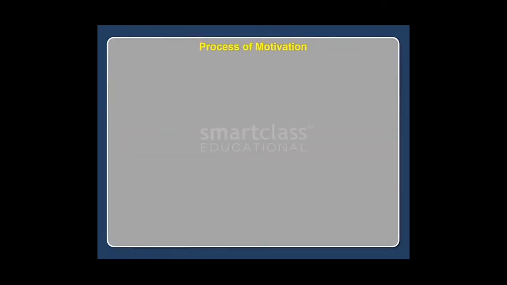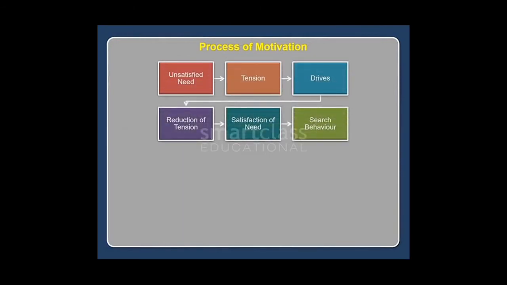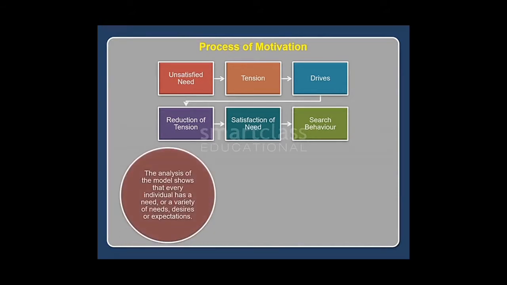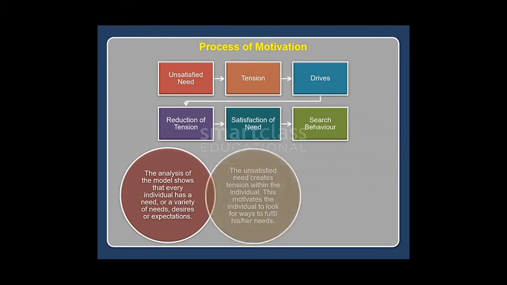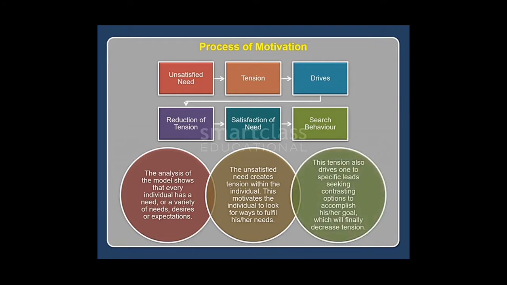Process of motivation. Motivation is a process which can be explained through a model shown on the screen. The analysis of the model shows that every individual has a need, or a variety of needs, desires, or expectations. The unsatisfied need creates tension within the individual. This motivates the individual to look for ways to fulfill his or her needs. This tension also drives one to specific leads, seeking contrasting options to accomplish his or her goal, which will finally decrease tension.